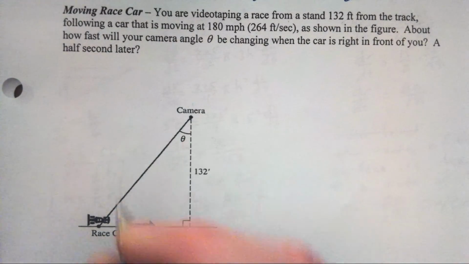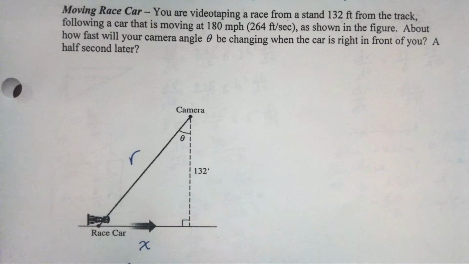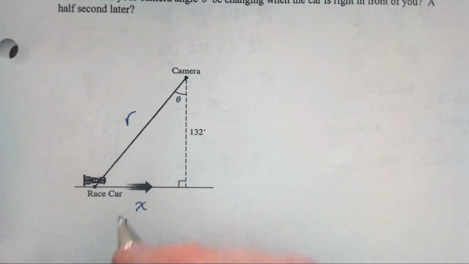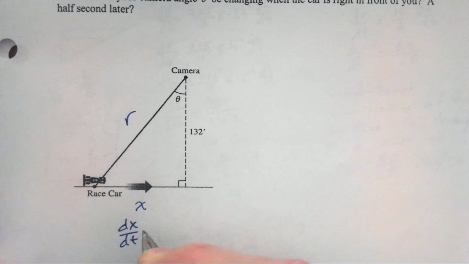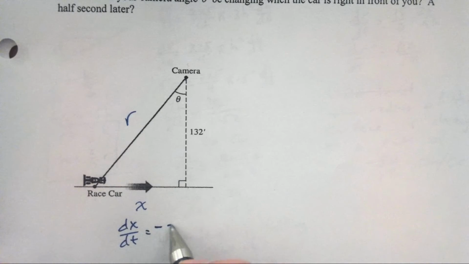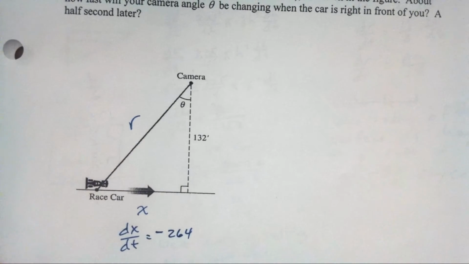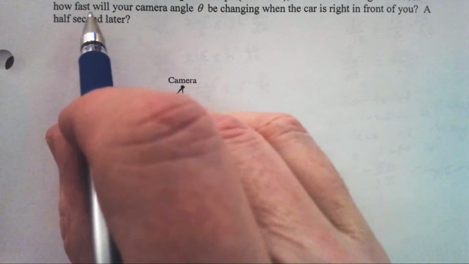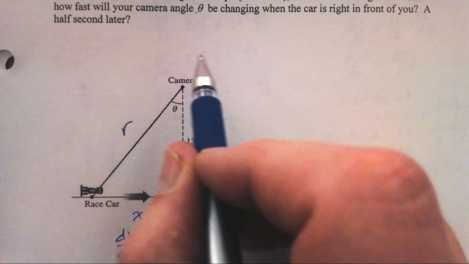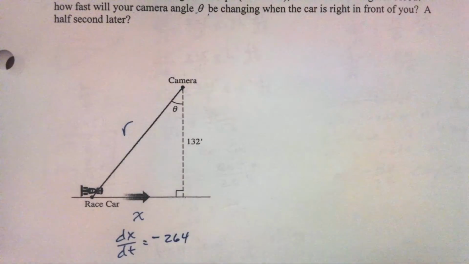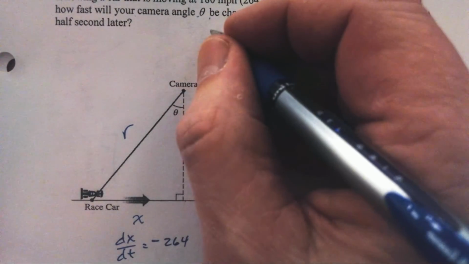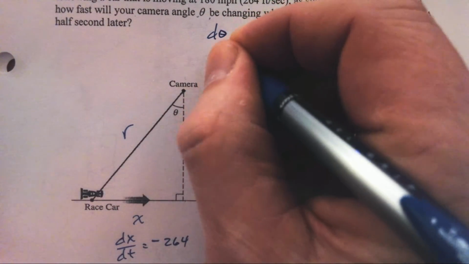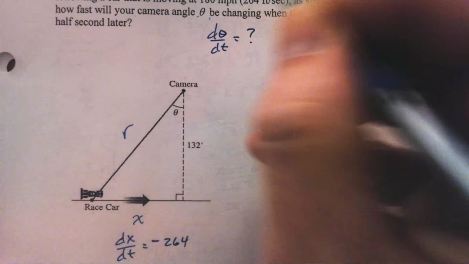If I call this x and this r, they just gave me dx/dt. x is getting smaller, so it is -264 feet per second. Okay, so we've got that. About how fast would camera angle theta be changing? They just told me, taught calculus to me. I am looking for d theta/dt.